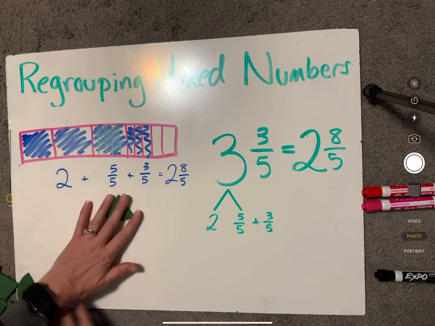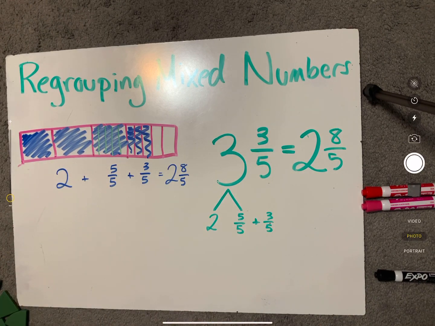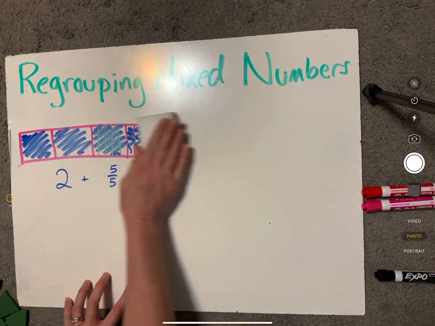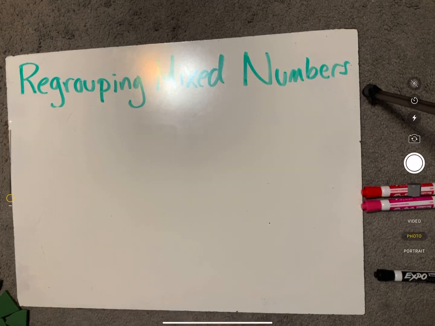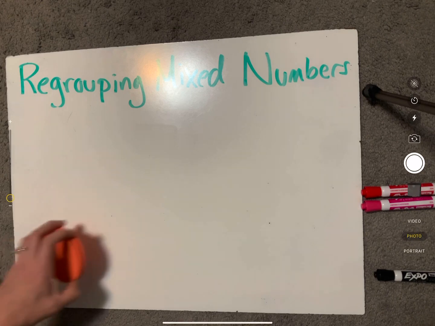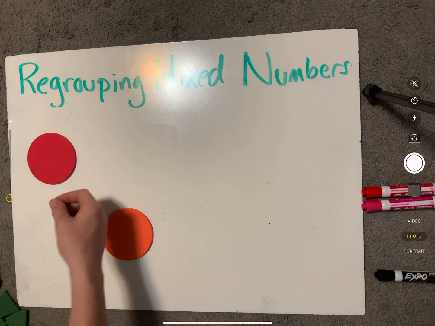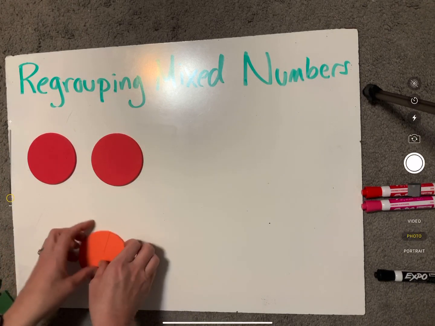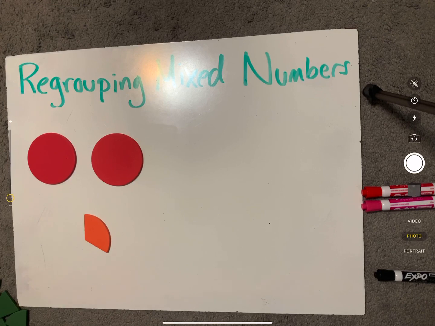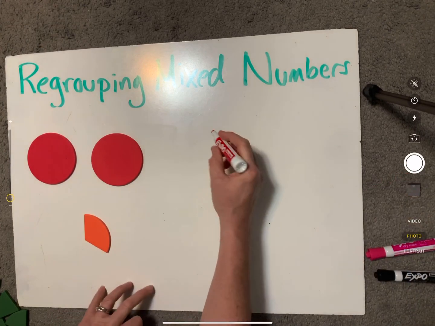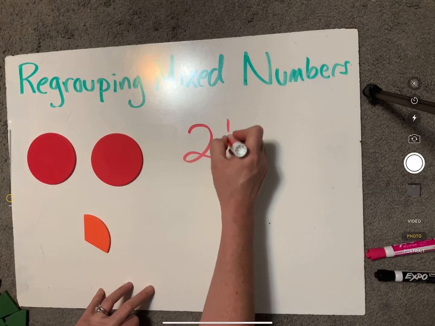Okay, let's try it again because I know you guys don't have the same set of manipulatives that I have at home. So I wanted to show you the rectangle version as well. So let's try thirds. Let's do 2 and 1/3. So we'll have 2 and 1/3.